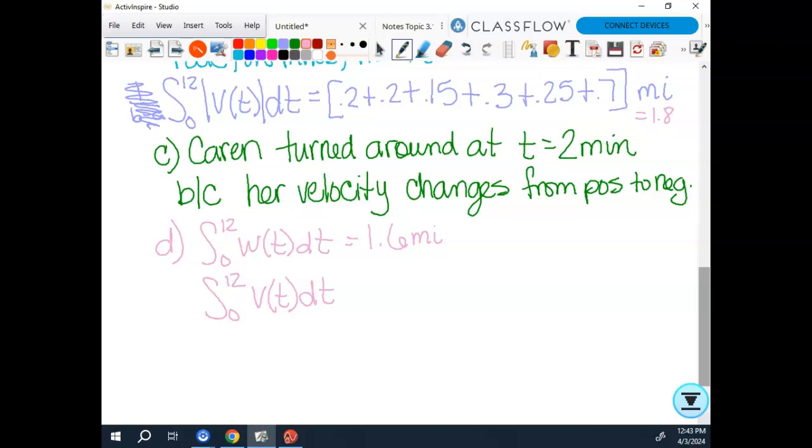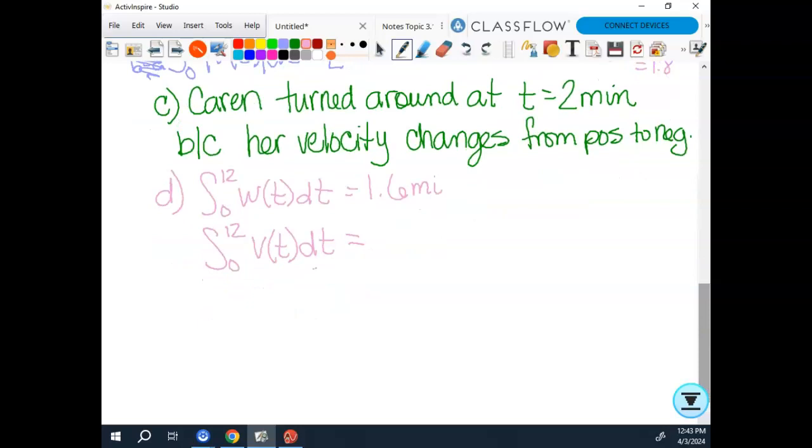But is that what this is asking me for? No, these are different, right? What does this include that we don't want to include? Yeah, her trip back home. So really what this is equal to, and you wouldn't have to write this, but I want you to think about this, is the integral from 0 to 12 of the absolute value of v of t dt minus that 0.2, because we'd want to take that off. So this is 1.8 minus 0.2, which gives me 1.6 miles. No, it doesn't. Wait.